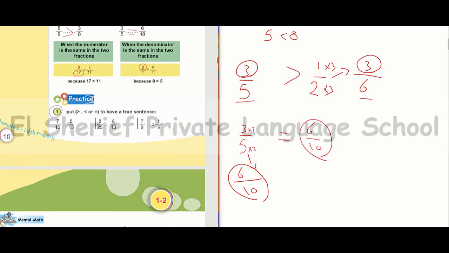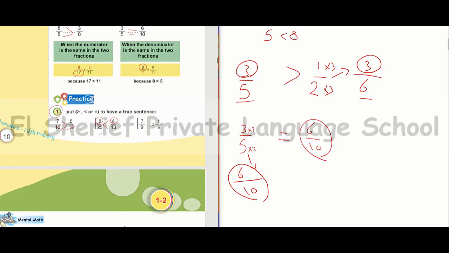Example number 1: put more than, less than, or equal. Here we have the same denominator, so cancel 13 for 13. We have 7 and 5. 7 is more than 5. Here we have the same numerator, so we have 25 more than 13. That means the whole fraction is less, because the greatest denominator gives me the smallest fraction.